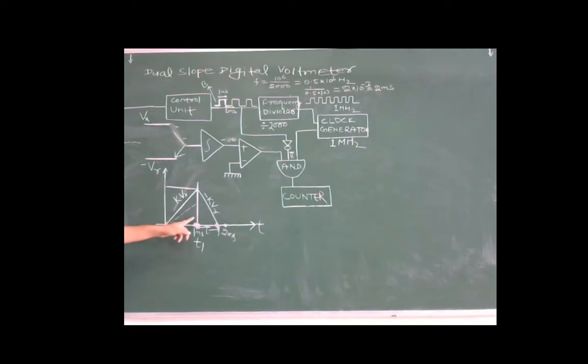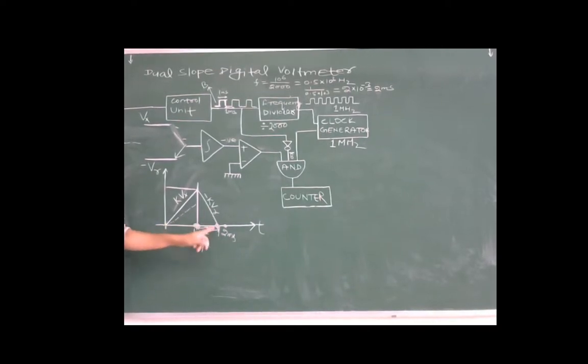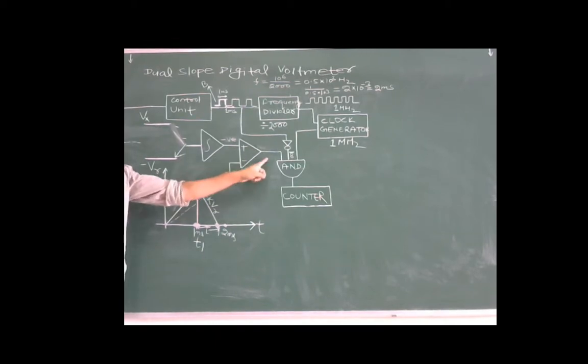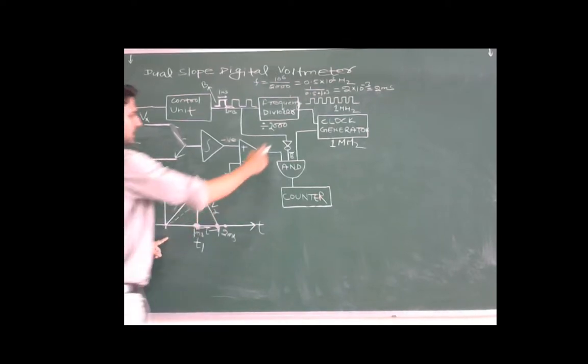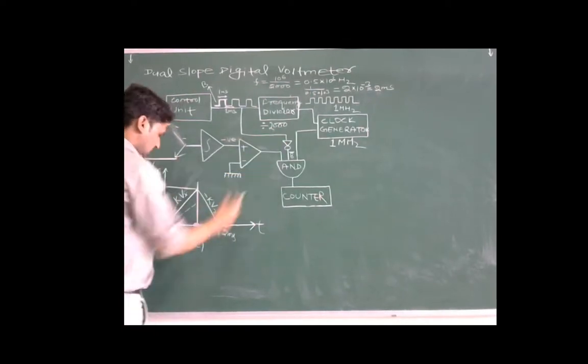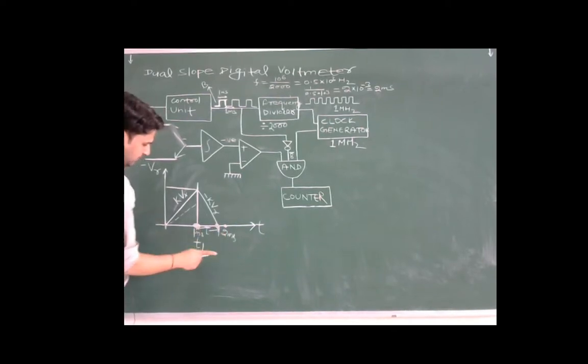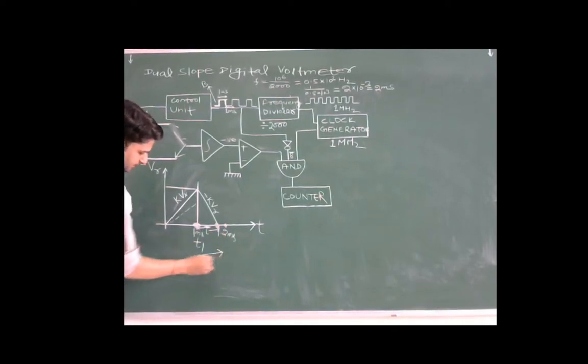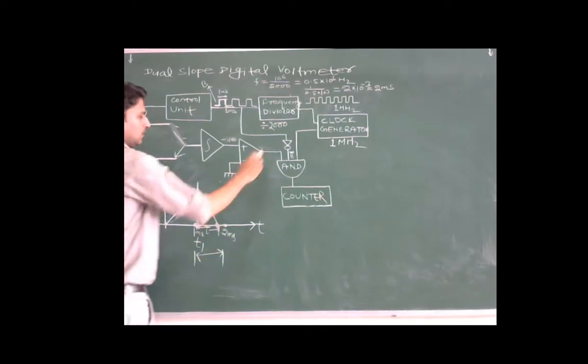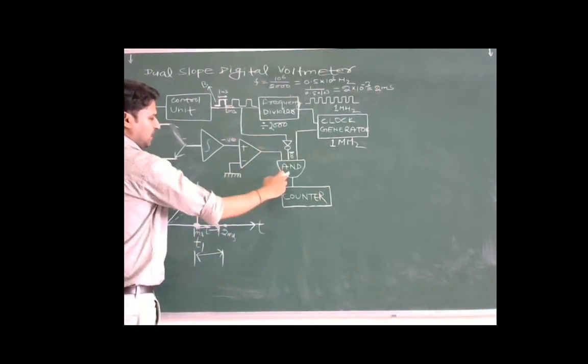After this moment, the counter will start counting. It will keep counting till this time, and at this point, because the output of the comparator becomes low, the comparator will again stop the counter. So in this time interval, this signal is stopping the counter, and after this interval, this comparator will stop the counter.